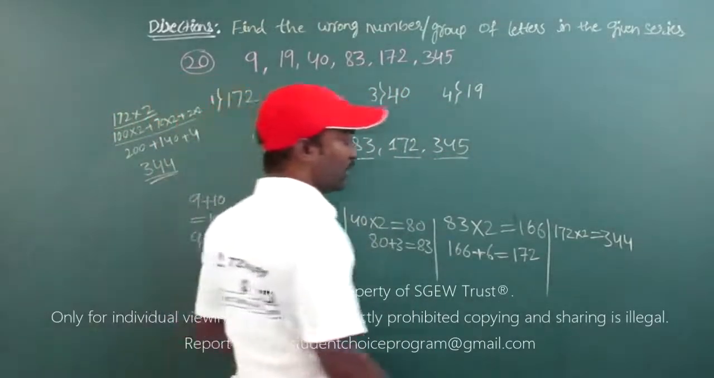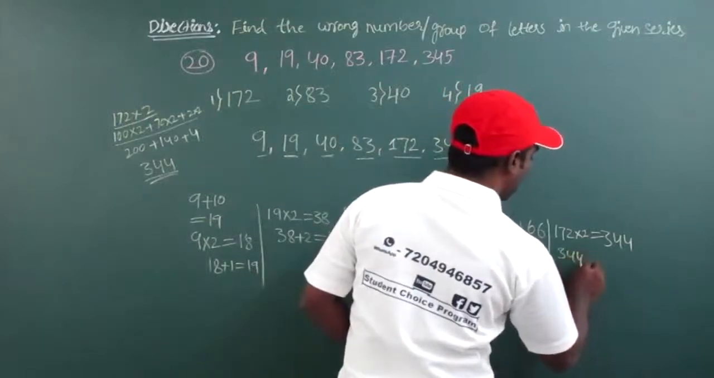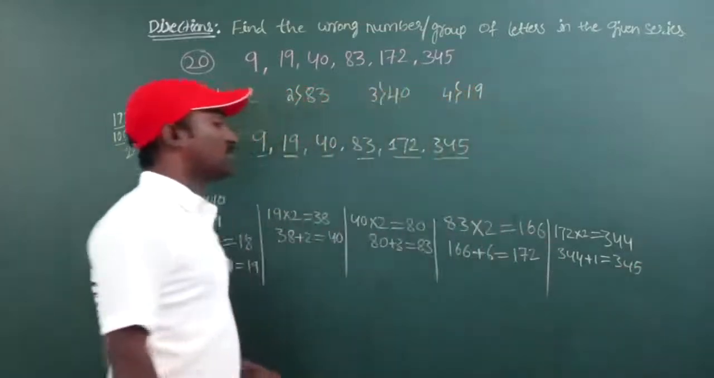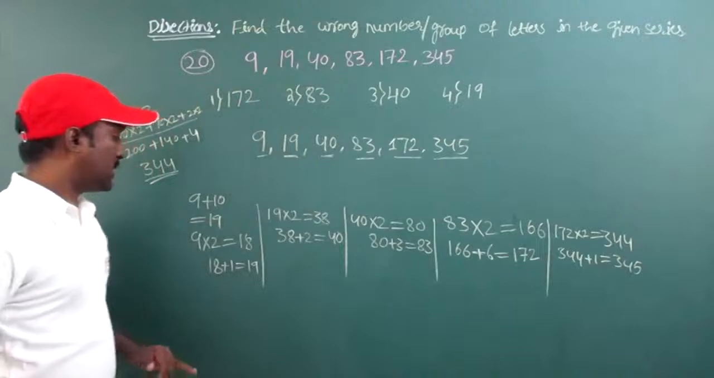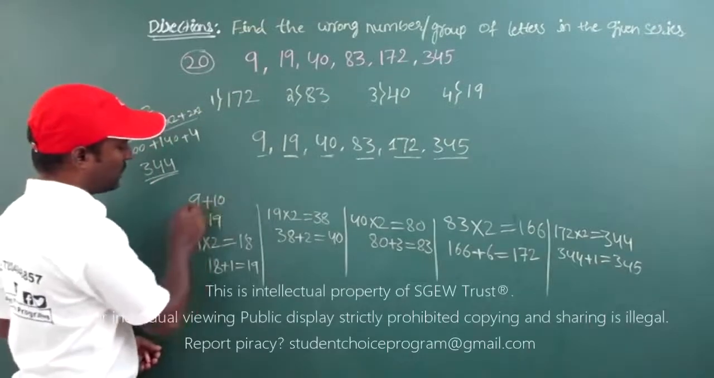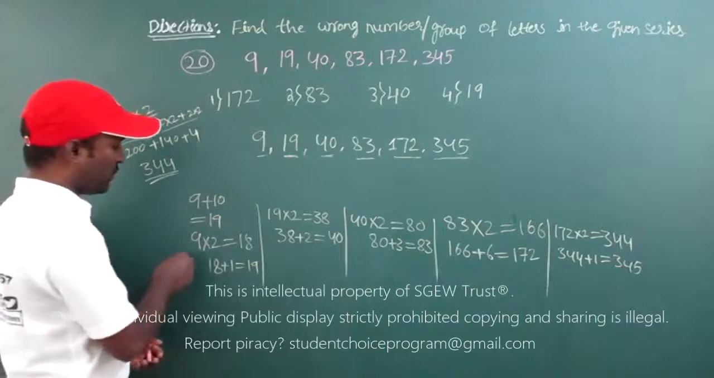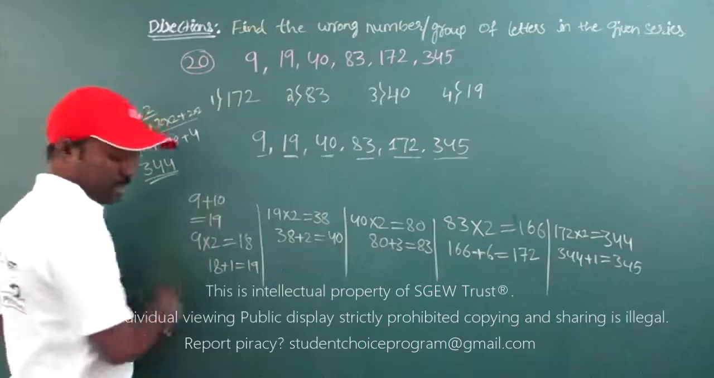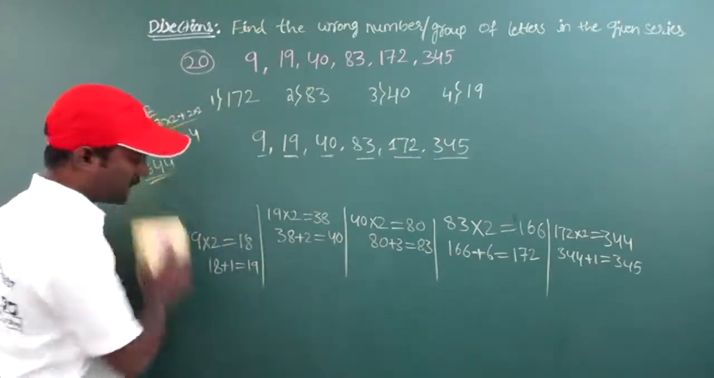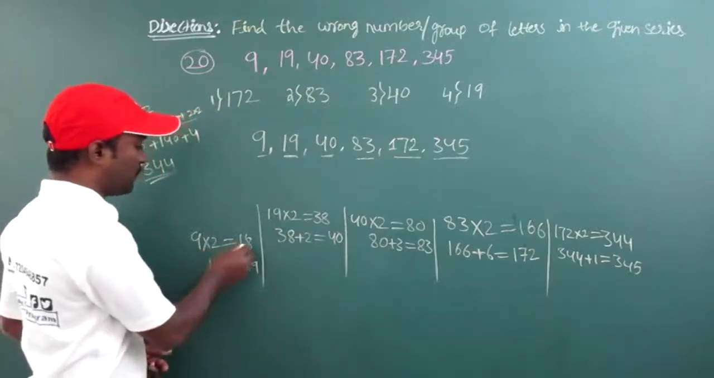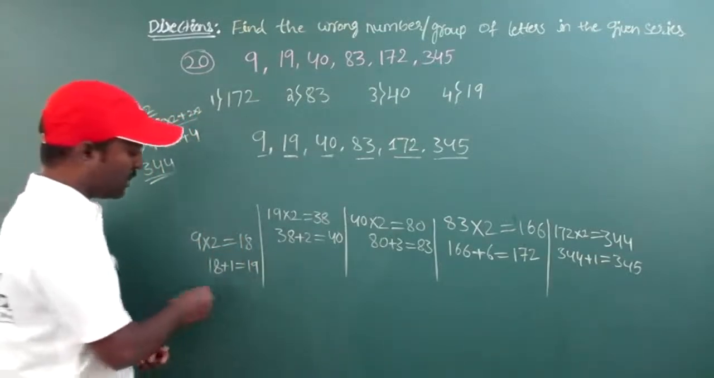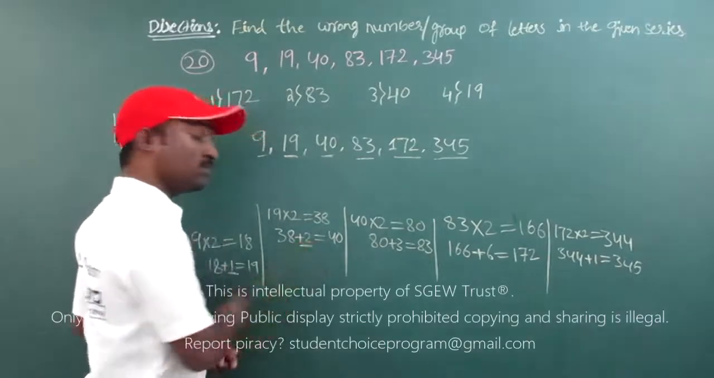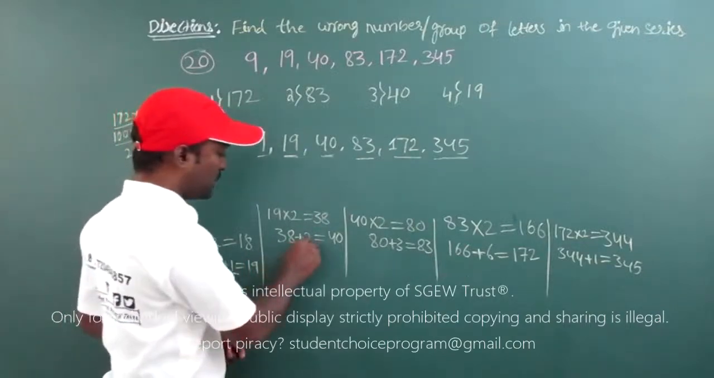How can I get 345 from this? 344 plus 1 will give me 345. Okay, now we got, yes, the first number can be obtained by two ways. One is 9 plus 10, which is 19, and the other way is 9 into 2 equals 18, and 18 plus 1 will give me 19. So I will consider this: 9 into 2 equals 18, 18 plus 1 will give me 19. So this is plus 1, then 38 plus 2.